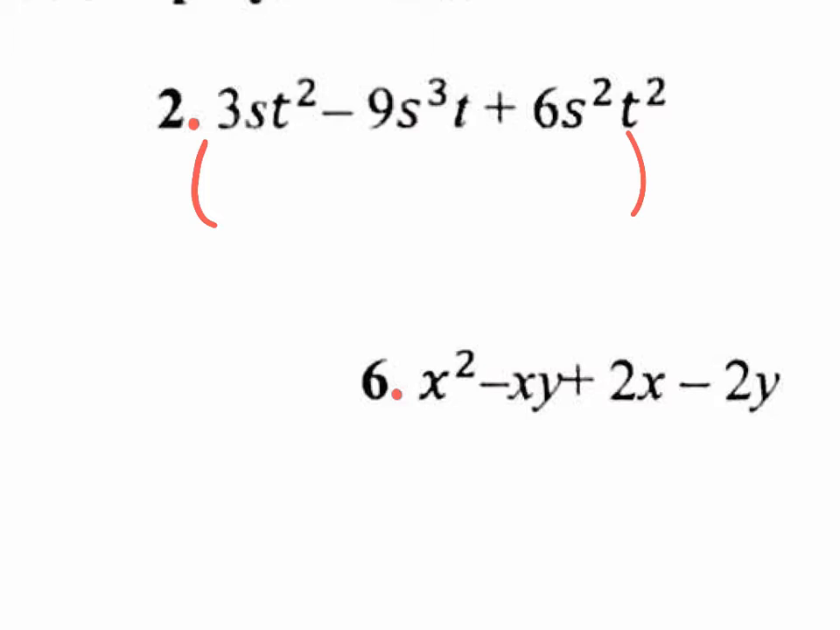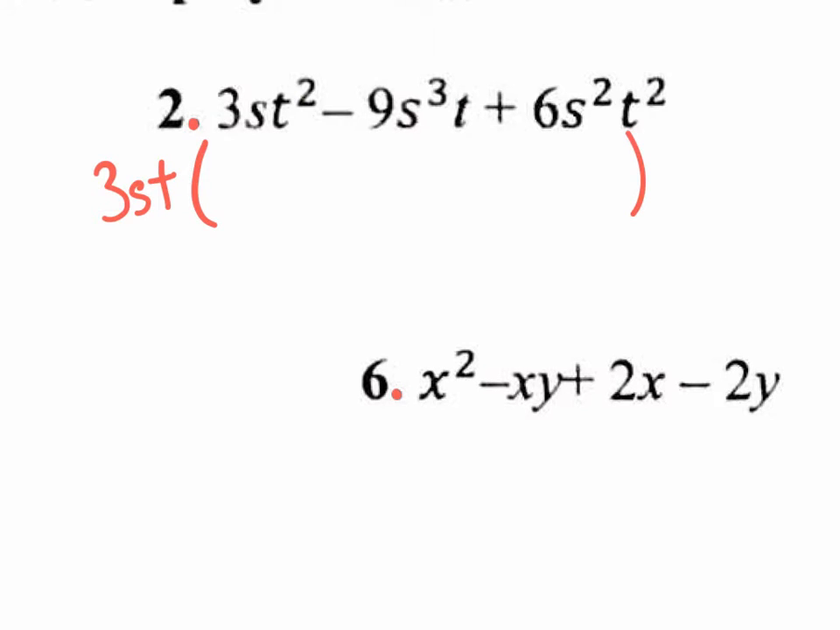What could I pull out? What is a GCF? 3. Is there any letters that I could pull out as well? And? T. Right? There's one S, 3 S's, 2 S's. You could pull out one of those S's from all of them. There's 2 T's, 1 T, 2 T's. You could pull out 1 T from all of them.